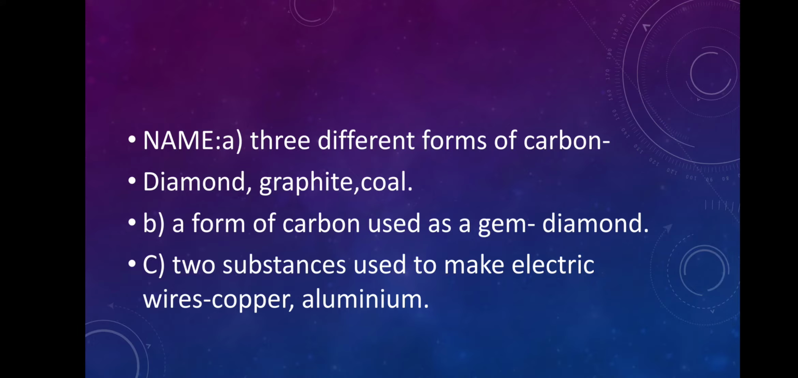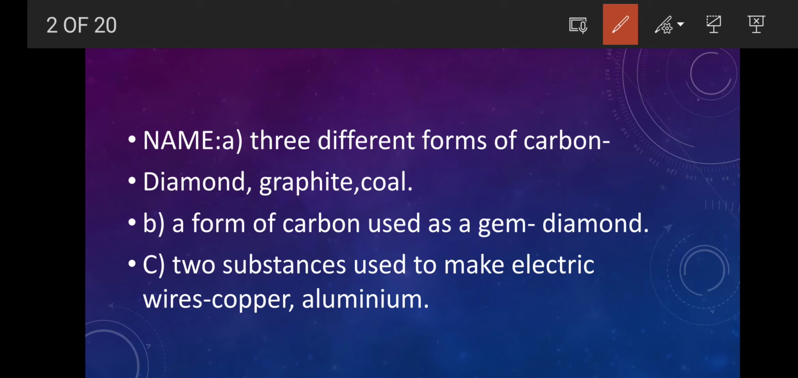The first question is: name three different forms of carbon. The answer is diamond, graphite and coal. Next question: name a form of carbon which is used as a gem. The perfect answer is diamond. Clear?